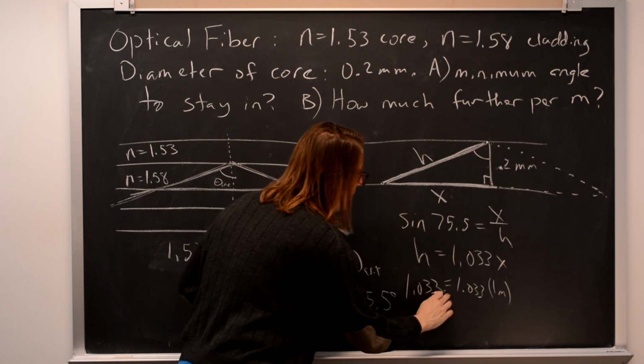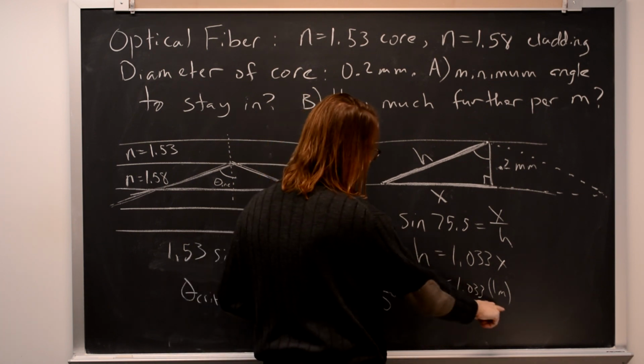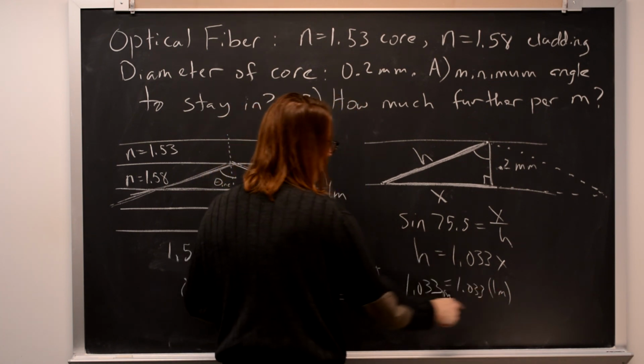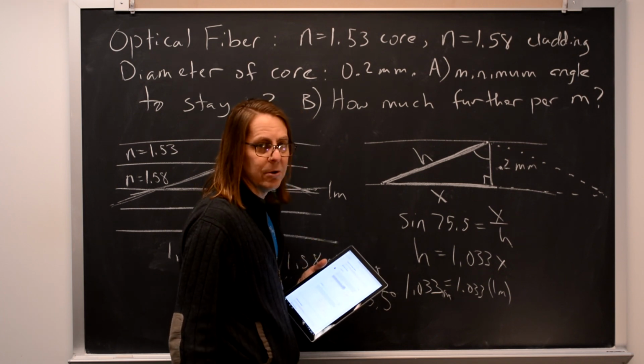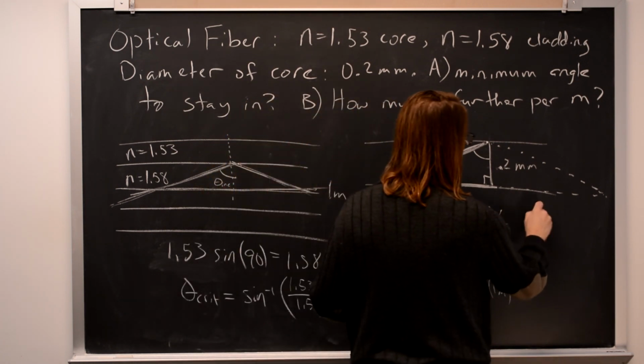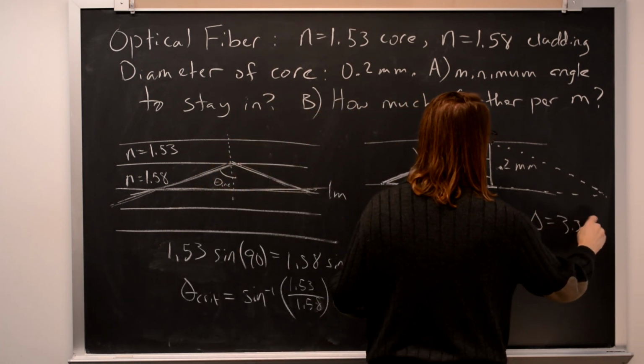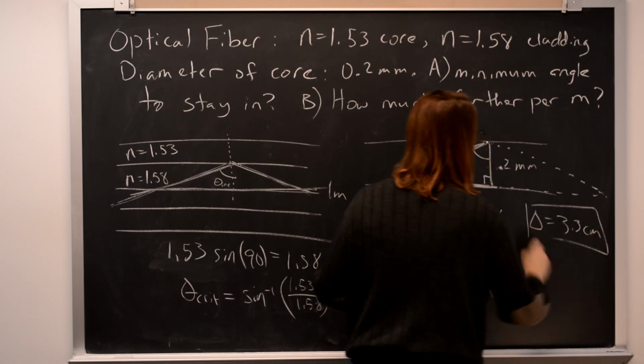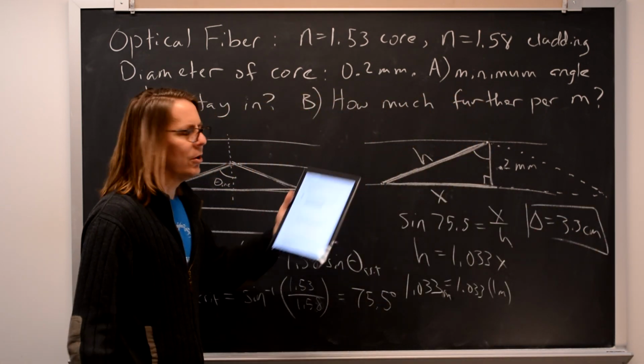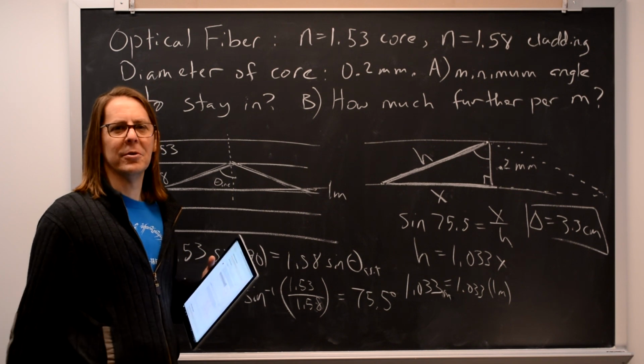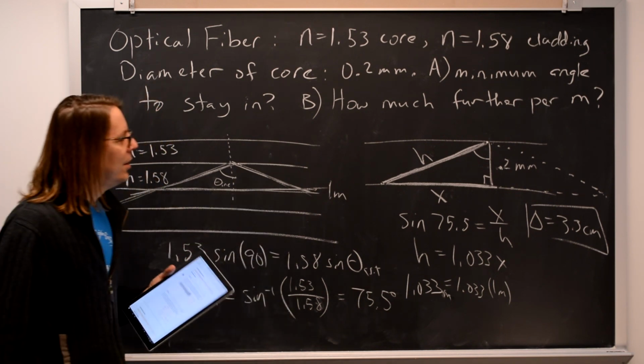So the problem asks how much farther in centimeters, so the difference between 1 and 1.033 is 0.033 meters, or 3.3 centimeters. The delta is 3.3 centimeters. So just a 1 meter fiber, one went a lot farther than the other by 3.3 centimeters. So this is an issue you have to deal with in optical fibers.